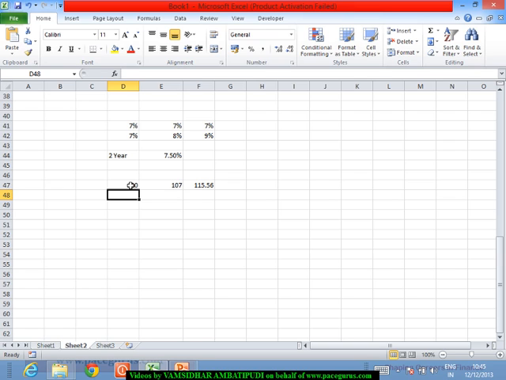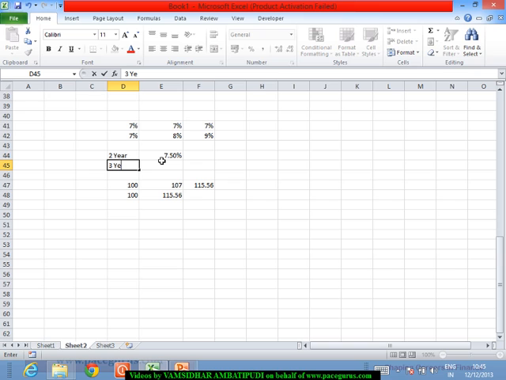I am getting 115.56. The same thing, if I am investing for 2 years at a stretch at this particular rate, it should give me the same number. That is the logic behind deciding a 2 year spot rate.